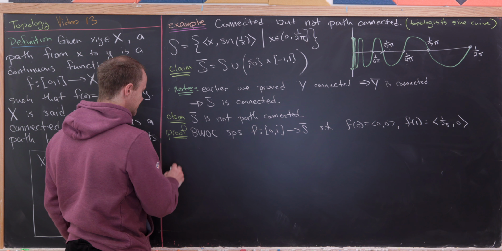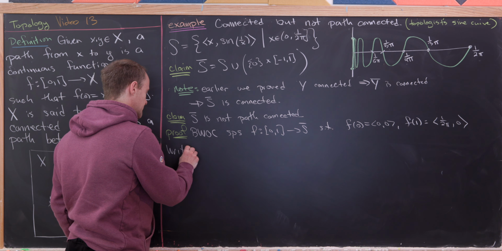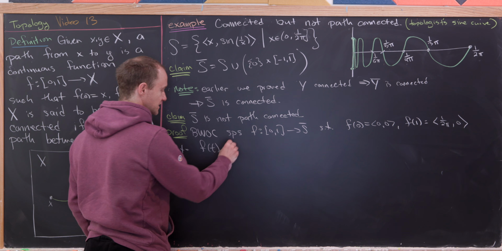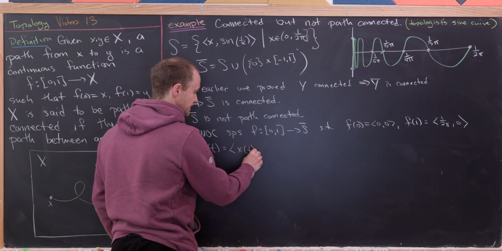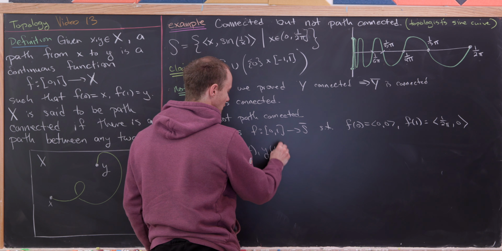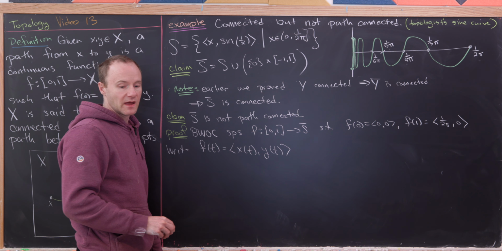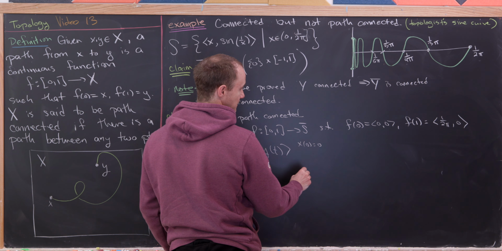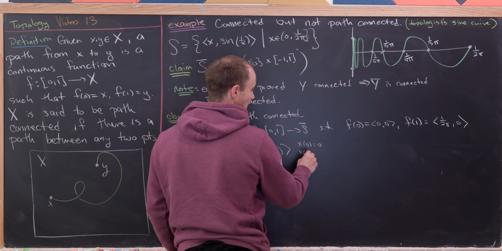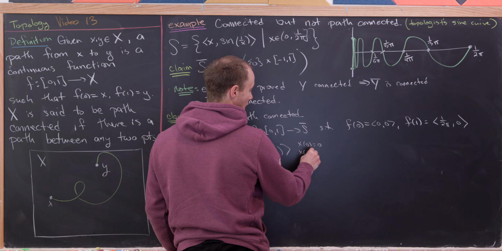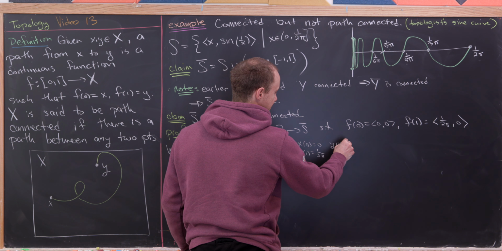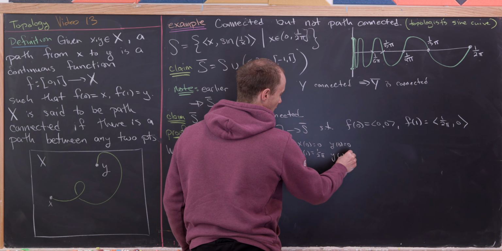But now let's notice that we can write f of t using component functions. Let's say those component functions are x of t and y of t. And then what do we know here? We know x of 0 is equal to 0. We know that x of 1 is equal to 1 over 2 pi. And then we know y of 0 is 0 and y of 1 is also 0.